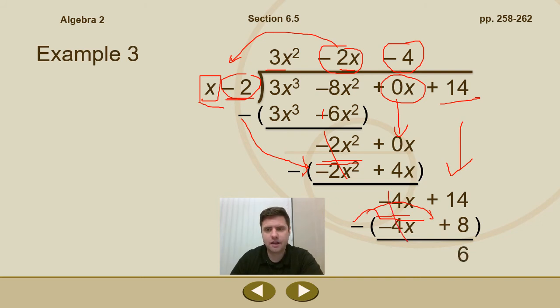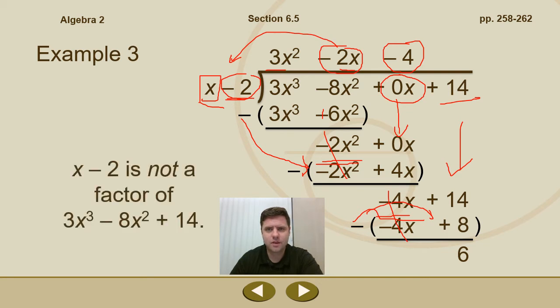So this again falls out, but we're left here with a remainder in this case, which means since there's a remainder, this x minus 2 is not a factor of this because there was a remainder. If there's ever a remainder, you know it's not a factor. If there's no remainder, if the remainder is 0, then it is a factor.